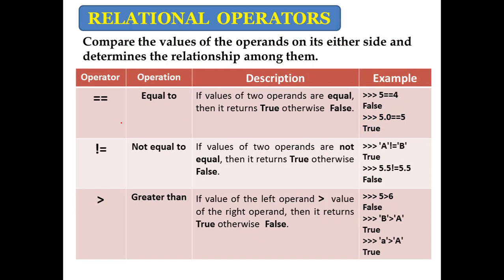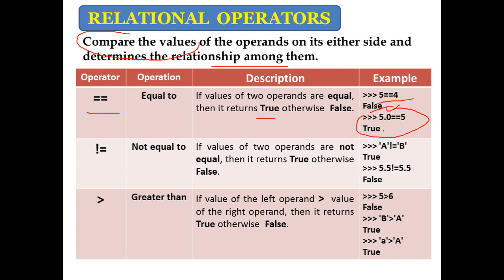Next, relational operators. They compare the values on either side of the operands, and the result will always be true or false. That means in the case of relational operators, whatever comparison is done, the result will either be true or false. Here we see the equal to operator. If the values of two operands are equal, it gives true, otherwise false. Here 5.0 equal to 5 is true.